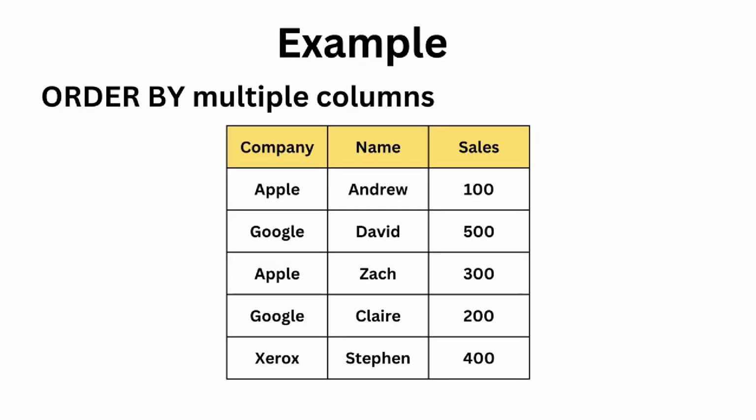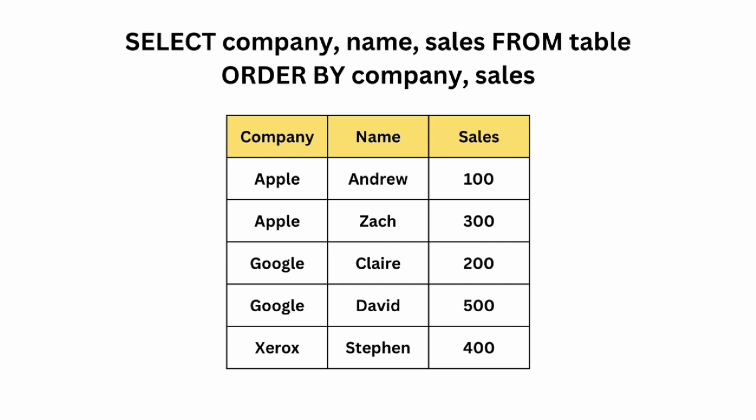Now what's also interesting is you can use order by on multiple columns. So this makes sense when one column has duplicate entries. Let's take a look at this example table. We have 3 columns here: company, name, and the sales for that individual at that company. Notice here that we have duplicate entries under company. So if we were to order by 2 columns here, we could select the company column, the name column, and the sales column in that order from this table, and then we order by company and then order by sales. What does that actually mean?